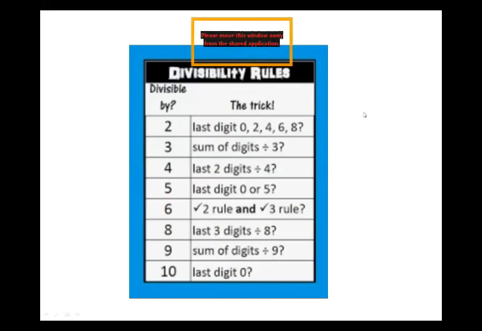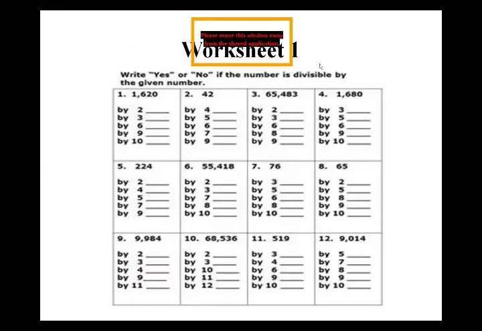You have to complete the worksheet. Worksheet number 1: in this worksheet you just say or write yes or no. You check whether this number is divisible by 2. If yes, then you say yes. Then you check the same number for the divisibility of 3, then 6, then 9, then 10. For all these questions, you have different numbers and different divisibility. By using the divisibility rules, you solve this worksheet. It's your homework or home task.